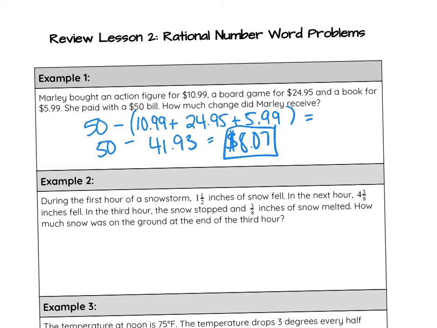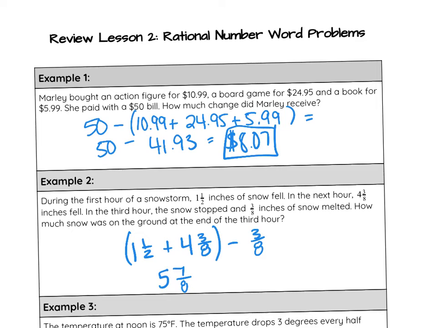So think, if snow is falling, it's accumulating, so it's increasing. So the first 1.5 inches is positive. The next hour, it increases. Then 4 3/8 inches fell. And then the snow stopped and 3/8 inches of snow melted. So then you subtract 3/8 inches. How much snow was on the ground at the end of the third hour?